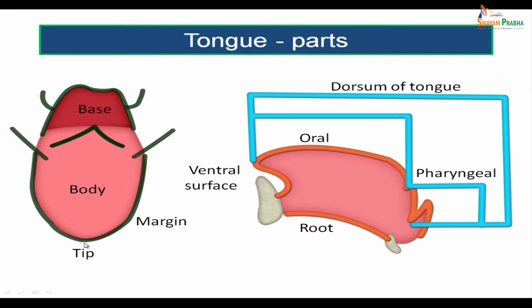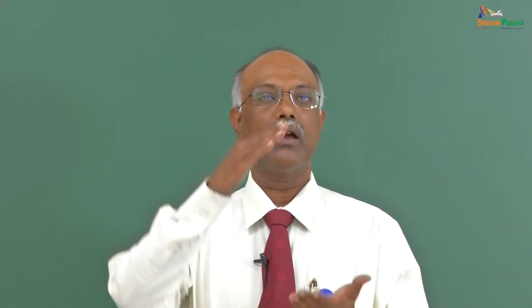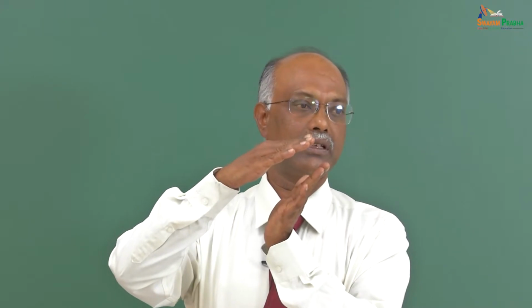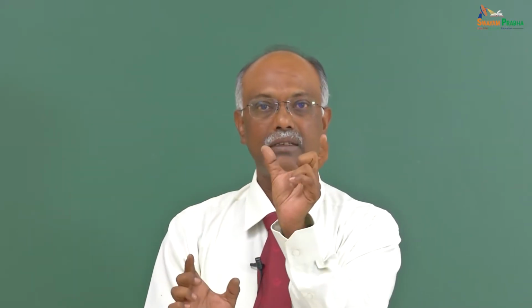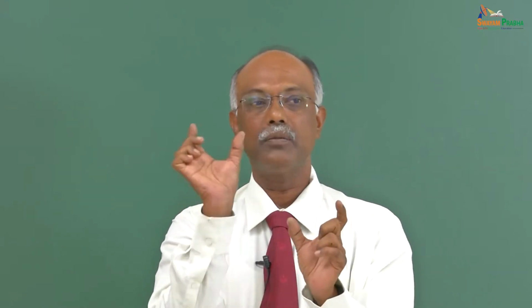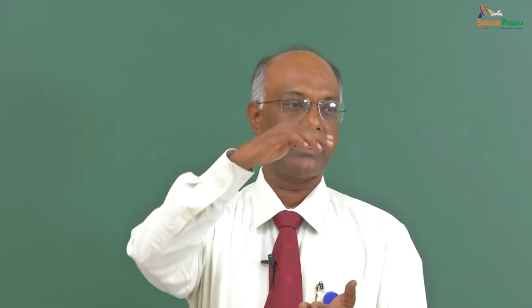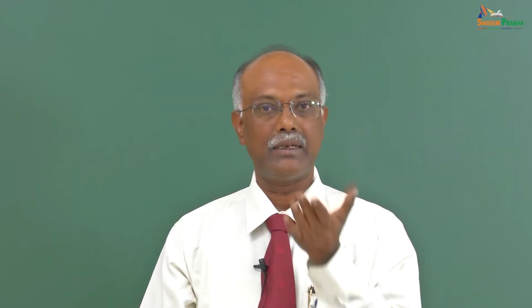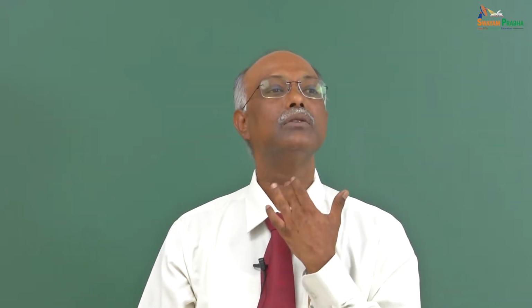So, let us recapitulate. What are the parts of the tongue? What are the surfaces? You have a dorsal surface and a ventral surface. The dorsal surface is divided into two parts, an anterior part, which is the oral part, and a posterior part, which is the pharyngeal part. The ventral surface extends from the tip to the mandible. The root is the attachment of the tongue to the floor of the mouth and extends from the mandible to the hyoid bone. So, these are the parts of the tongue.